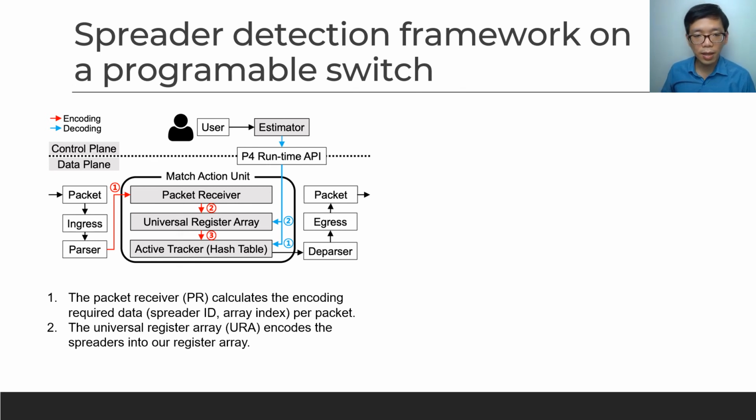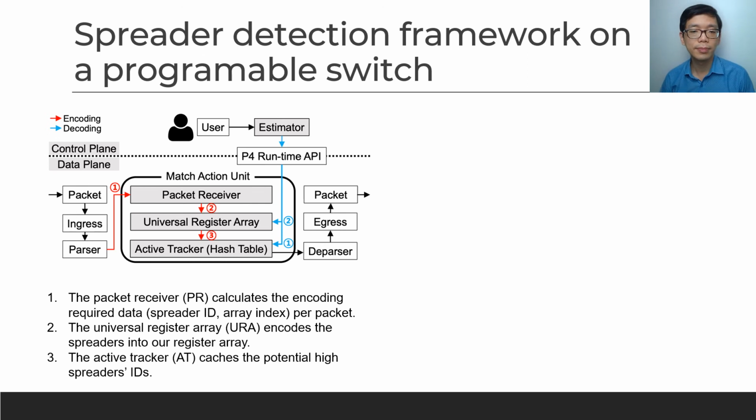After that, the active tracker will be used to get the potential high spreader ID, which is decided by whether the current rank is more than a predefined rank we set in the switch. And the decoding will be calculated in the control plane by the estimator. The estimator input comes from two things. First, it gets the flow ID from the active tracker. And second, it gets the rank distribution from the universal recursive array to estimate the precise spread.